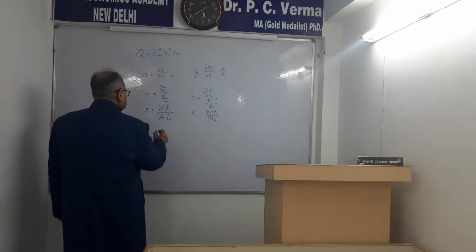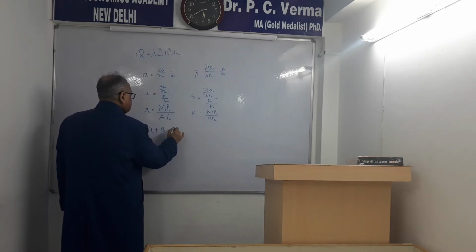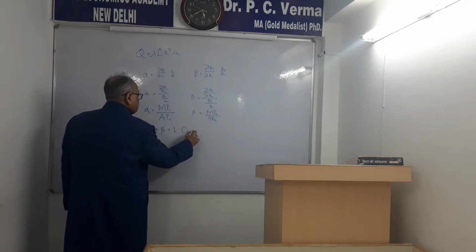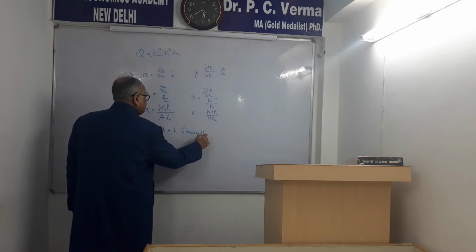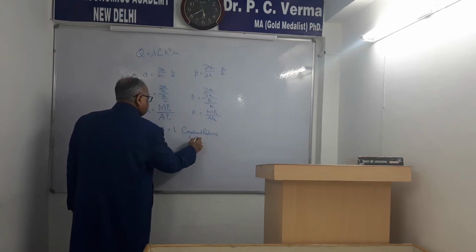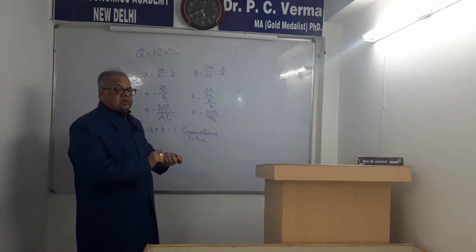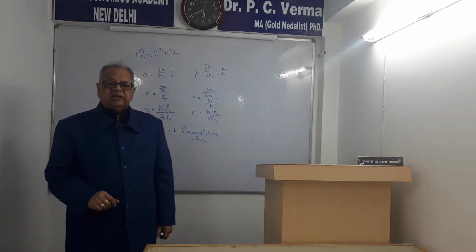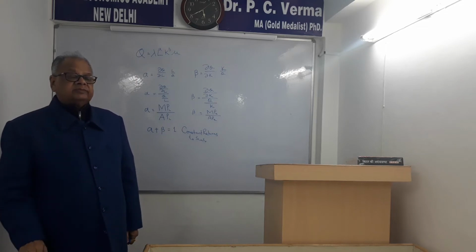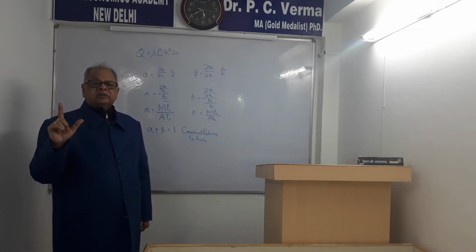So, if alpha plus beta is equal to 1, this stands for constant returns to a scale. Constant returns to a scale. What is constant returns to a scale? Returns to a scale is long run production function.